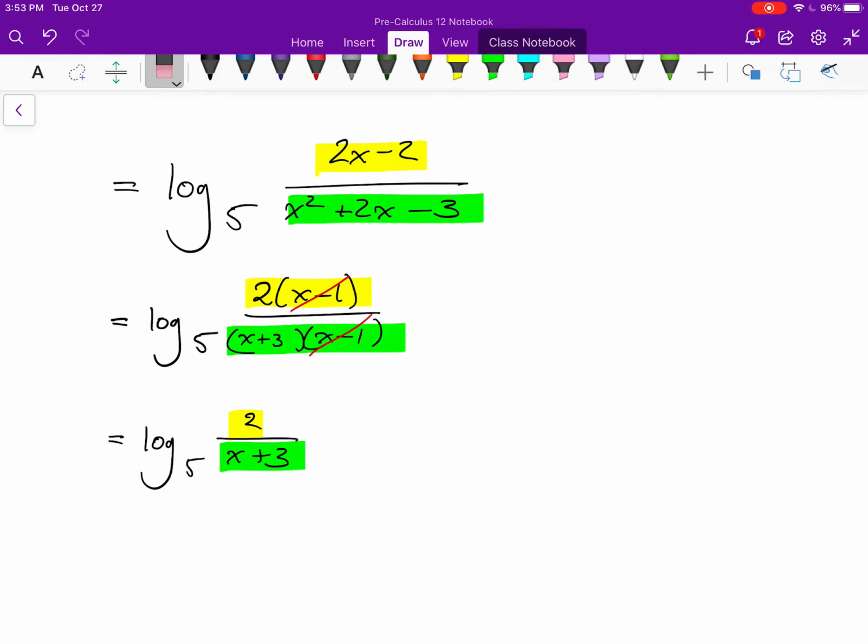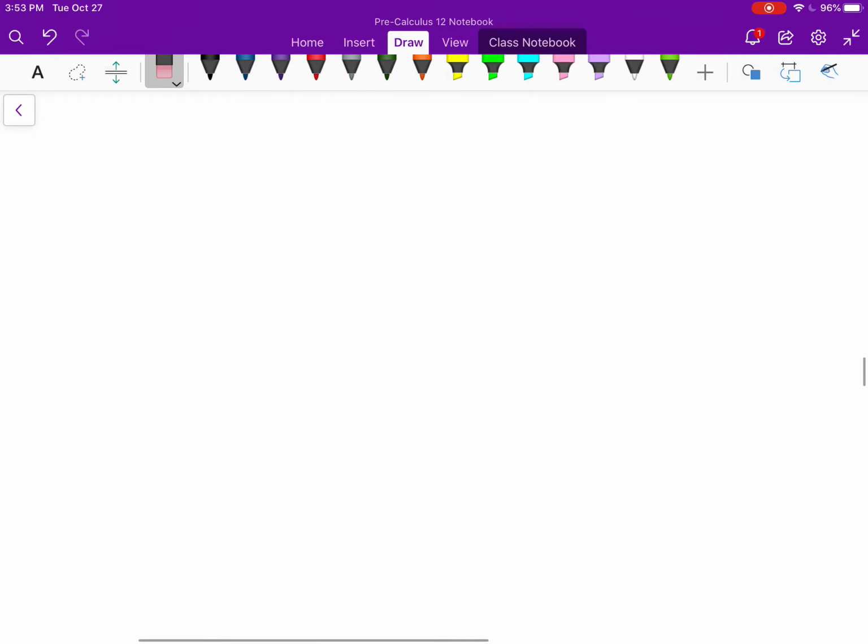Don't get hung up on the restrictions right now, okay? It can get really quite complex. I do want you to focus on just the simplification, really using these logarithm laws.